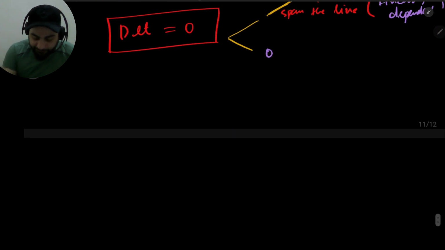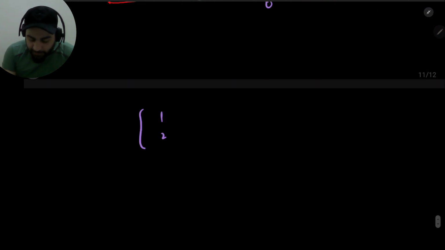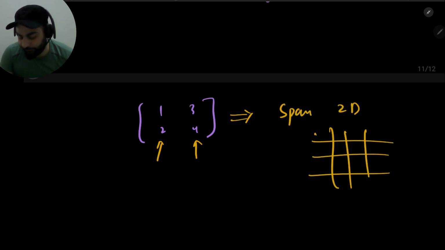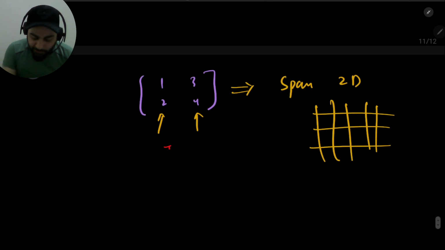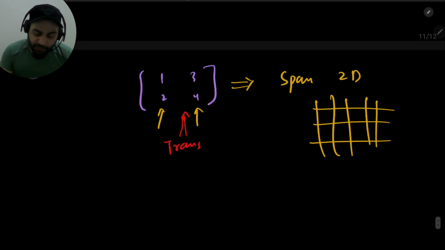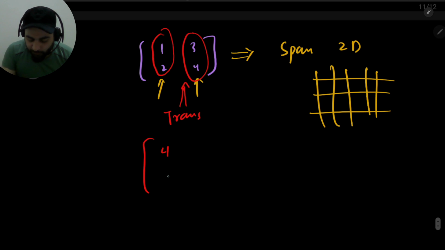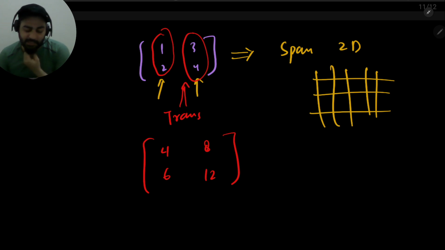For example, if I have 1, 2 and 3, 4, you know that these two vectors are linearly independent, because you cannot get one vector from a combination of the other. So this will span the whole 2D plane. If I apply some transformation onto this, this will land somewhere and this will land somewhere. Let's suppose these landed at 4, 6 and 8, 12. The transformation happened in such a way that initially these vectors were like this. I'll make a rough sketch, and these vectors for example were like this.